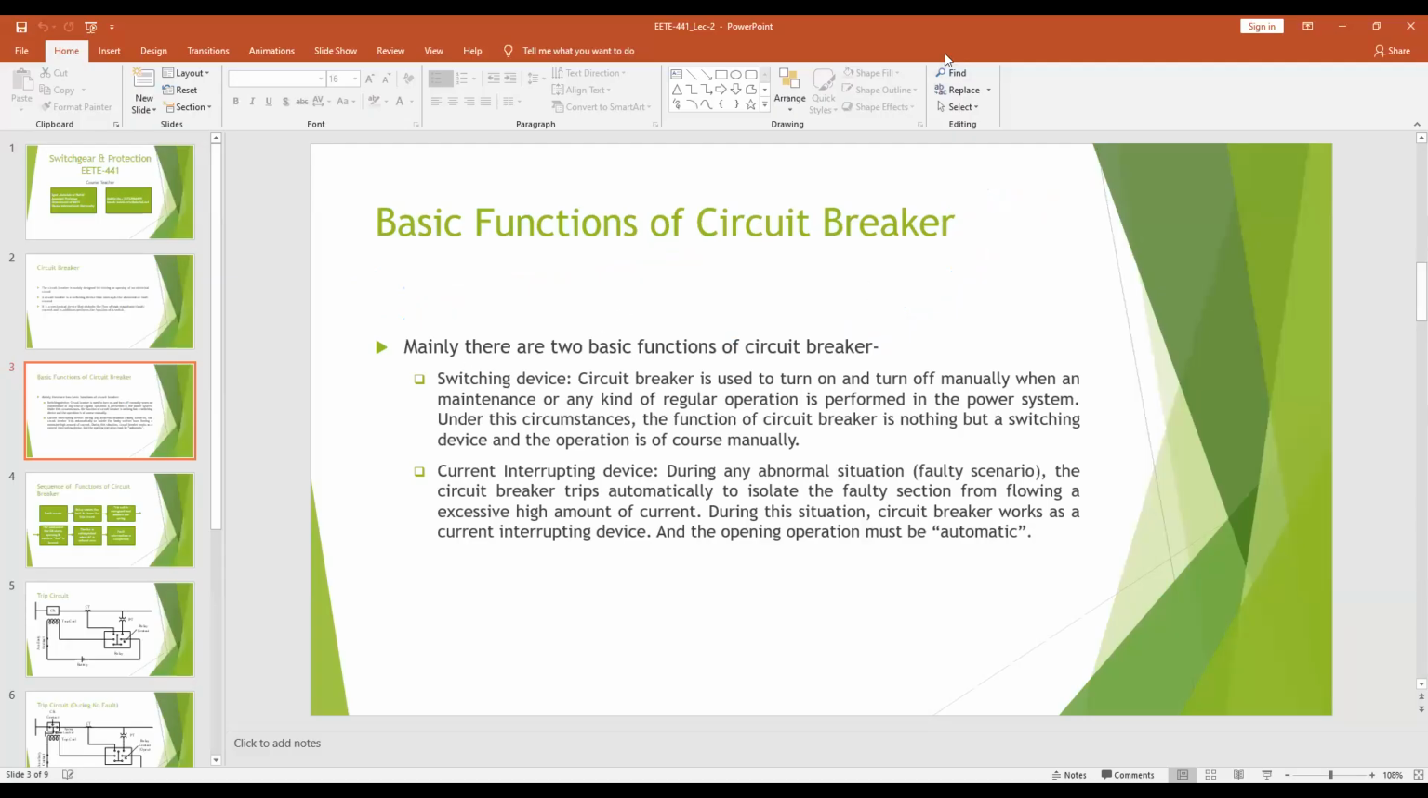So there are two basic functions of the circuit breaker. Among the two, the first one is a switching device. And remember one thing, being a switching device, the operation of the circuit breaker must be manual. Being a switching device, the circuit breaker is normally operated manually. Understood?